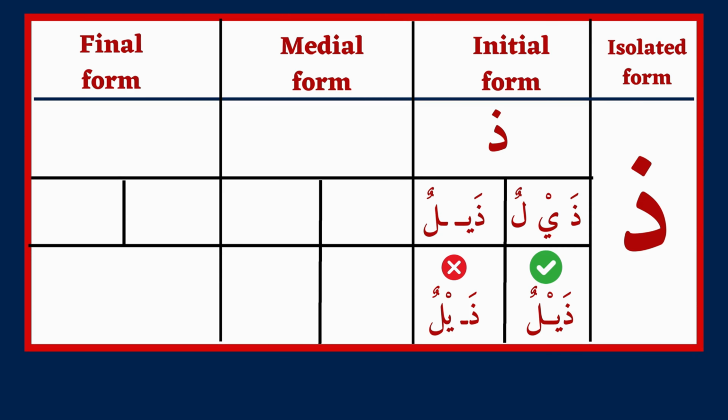Thal in medial form, when it follows a letter that allows connecting from both sides, this is how we join the letters. Otherwise, it maintains its isolated form like alif. The correct and incorrect results are illustrated here.